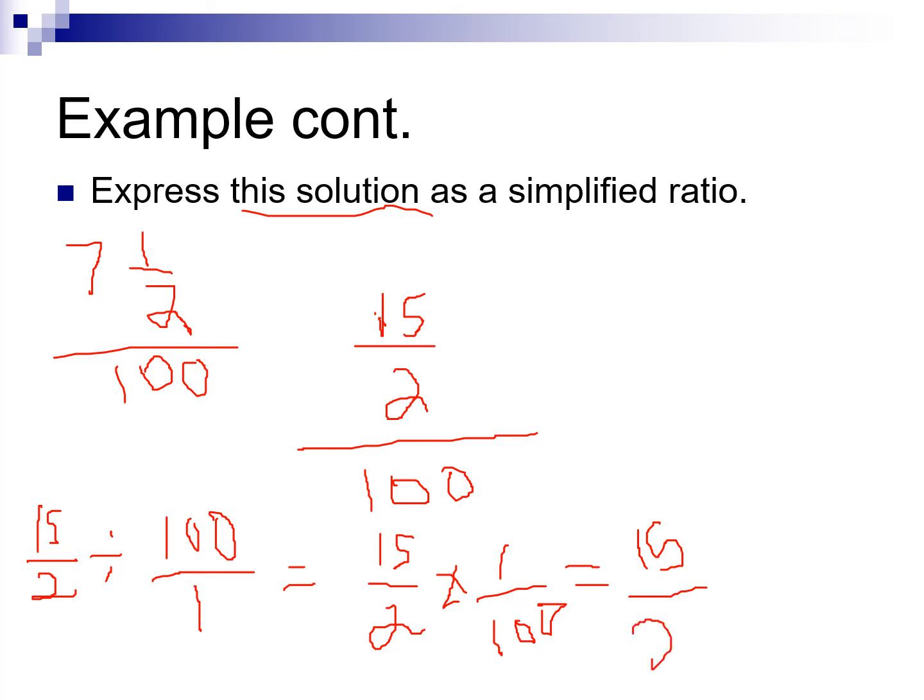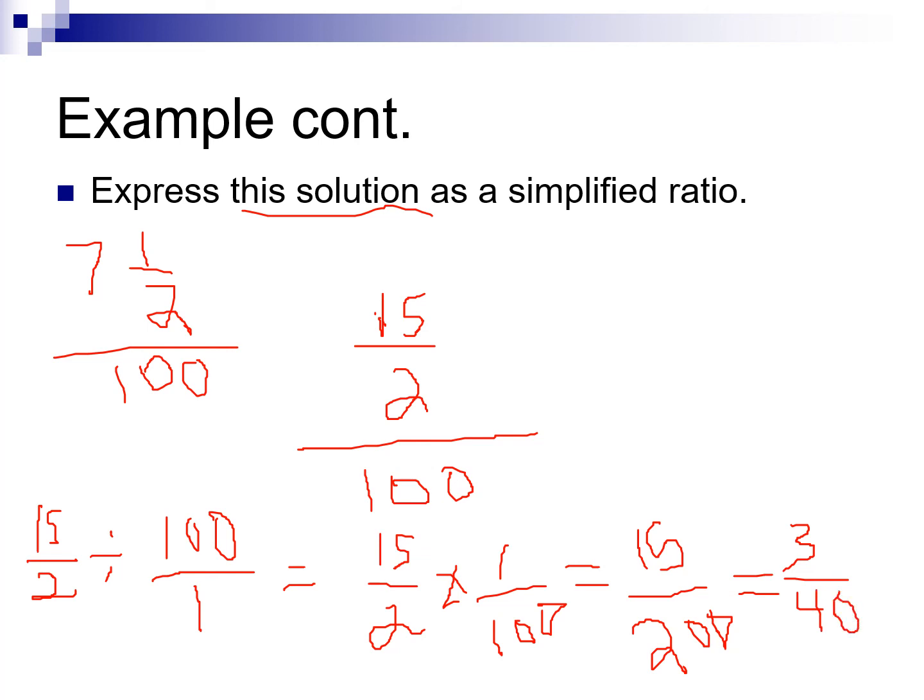And then we ask ourselves, can that be reduced? Yes, it can. We're going to divide both sides by 5. So this is going to be 3 over 40.